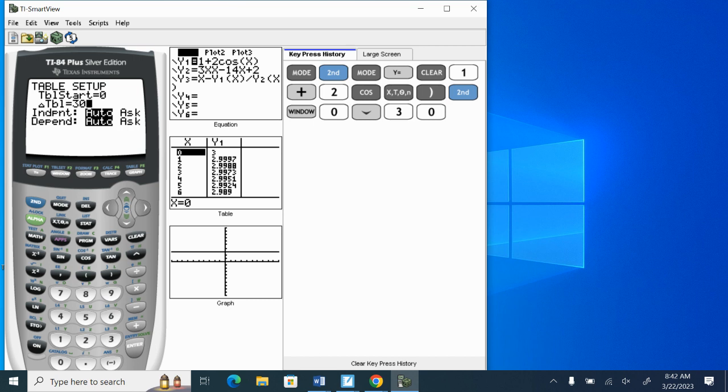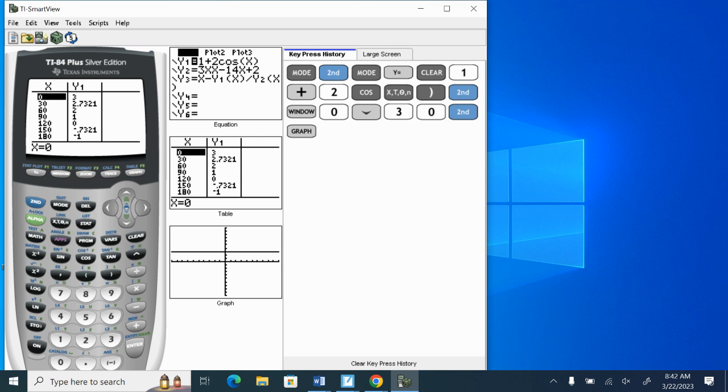Okay, so if I go to second and window, that's my table setup. I can start my table at 0 and I want to increase my values by 30 each time. Now if I go to my table, which is second and graph, I get all my values over here: 3, 2.72, 1, 0. We get the values that you just came up with. It's a little bit easier to work through.